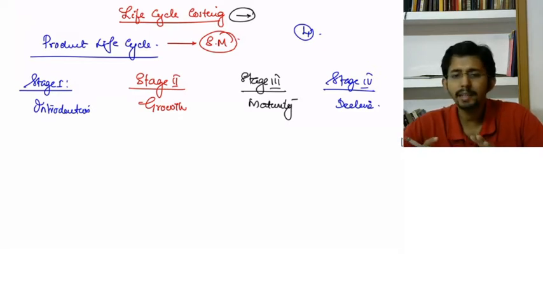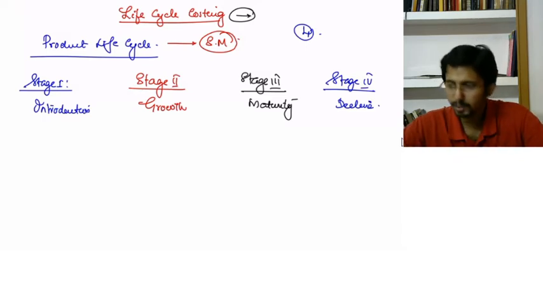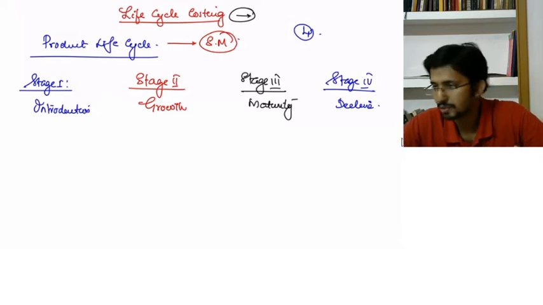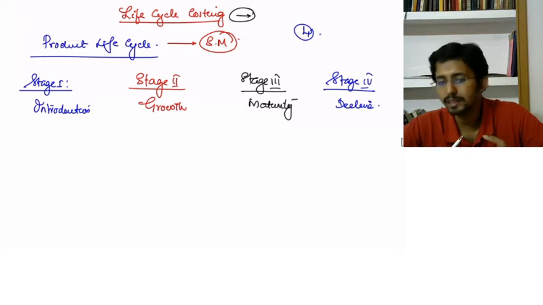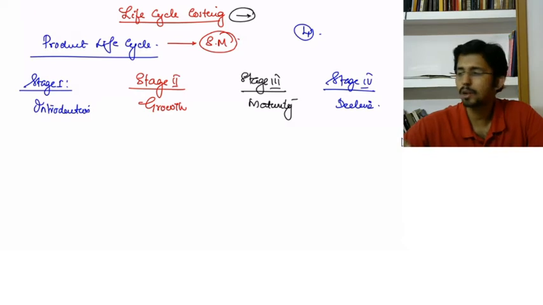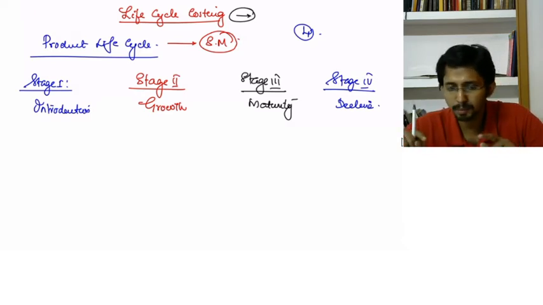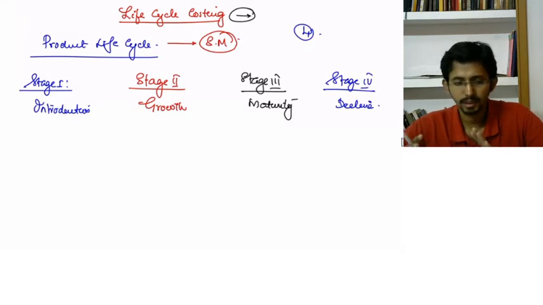Now, why is this classification important? Because depending upon the stage in which the product is right now, the cost structure will also change. Not only the cost structure, even the revenue structure and the profitability will also change. So if you don't know into which stage of the product life cycle the particular product belongs, any decisions we take may be wrong decisions, because each of these stages has its own characteristics. So understanding those characteristics is very important.